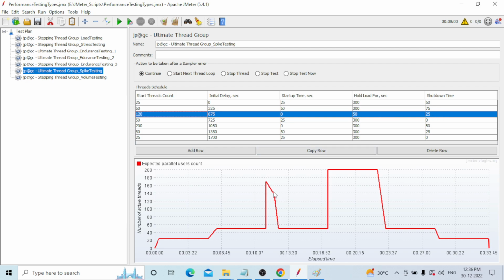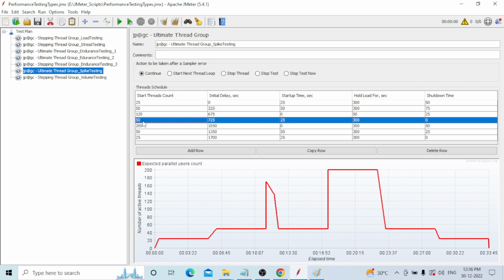There are two ways you need to bring the load down. Once the load has increased, you need to bring it down. Next time I will give 50, and the startup time I will give 25. You need to go down to 25. This is 50, this is 25, so you can go down to 25. Once it goes to 25, this one is common: 625 plus 0 plus 50, 725. And hold load 300.